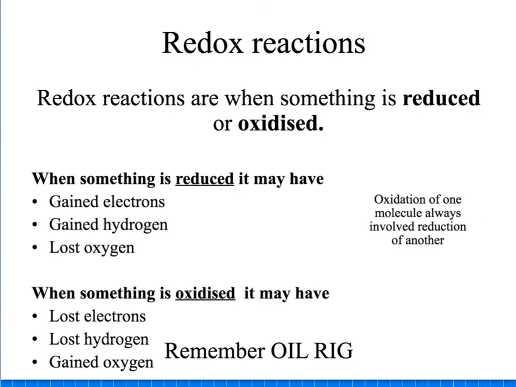Before we get started, just a reminder again of GCSE chemistry related to redox reactions. So it's when something is reduced or oxidized, and this happens a lot in the cycles that we're going to look at soon. So again, when something is reduced, it may have gained electrons, gained hydrogen, and lost oxygen. And as it says here, oxidation of one molecule always involves reduction of another. So when something is oxidized, it then will have lost electrons, lost hydrogen, or gained oxygen.